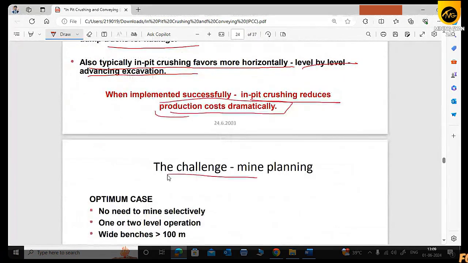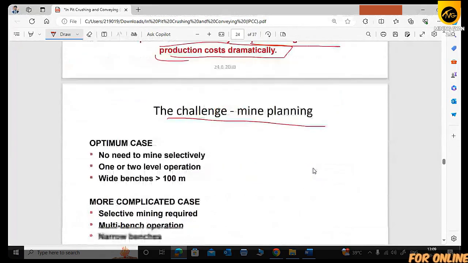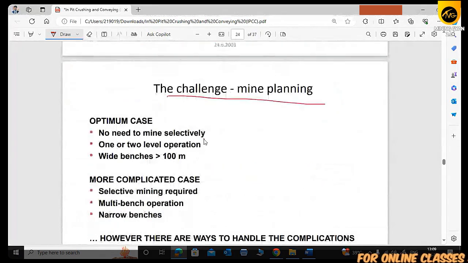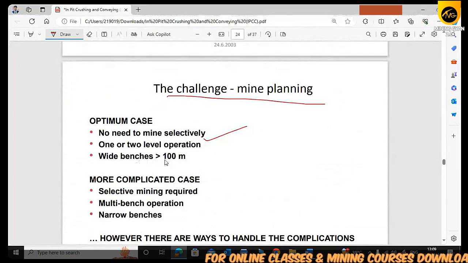The challenge of mine planning. The first one is the optimum case: no need for selectivity, one or two level operations, and wide benches, which requires more than 100 meters. Beyond that it is not possible. It's not possible to get it there actually.